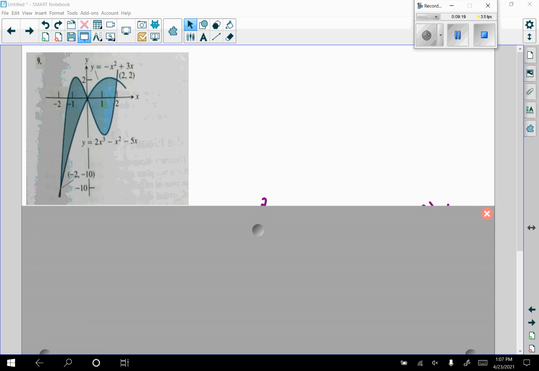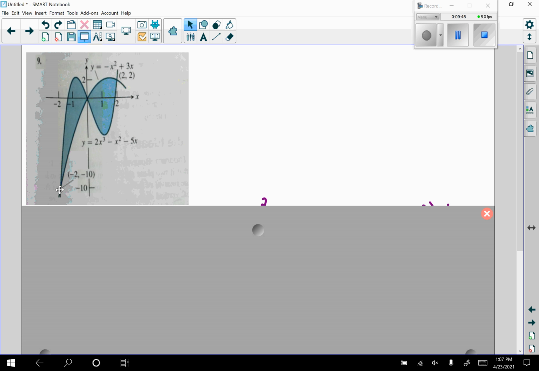Okay, so for the rest of these, I already have them worked out, but I'm just going to talk about the setup of them and any other key features about the problems that I want to make sure that you guys understand. All right, so for number 9, we definitely have two portions of the graph because we're always going to ask ourselves, at a point of intersection, do the graphs sort of flip? Or do they change what the top graph is compared to the bottom graph? And in this case, it does.